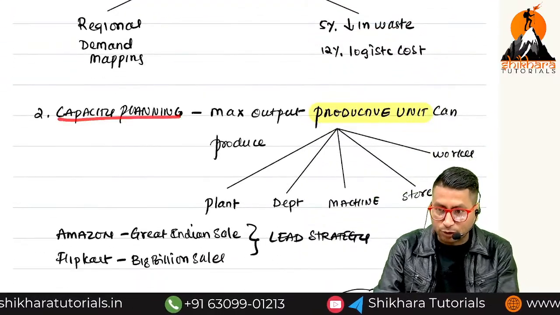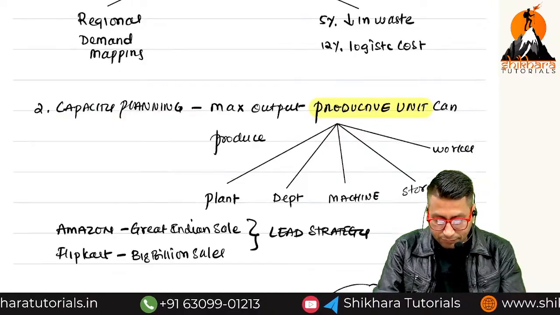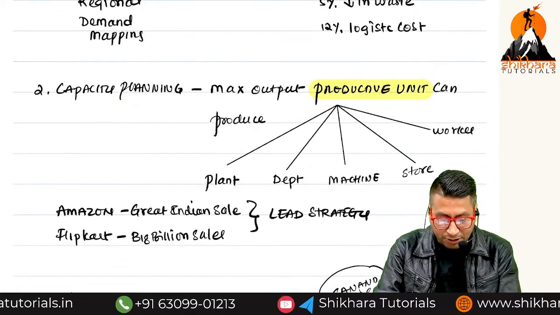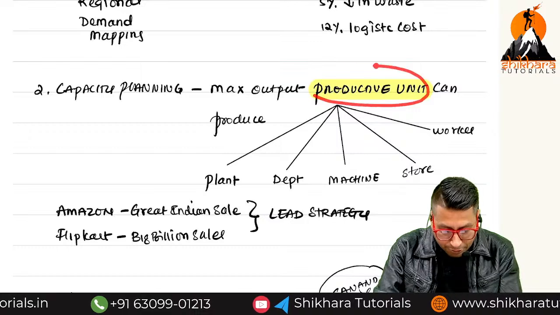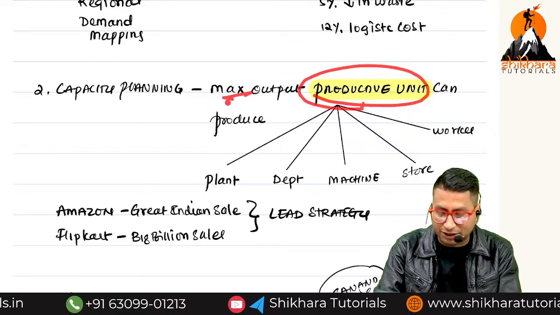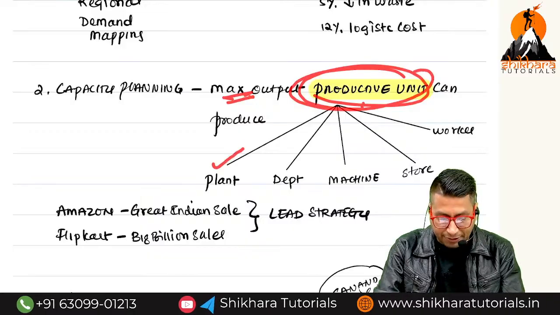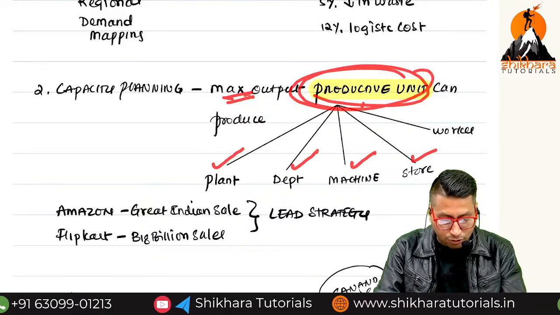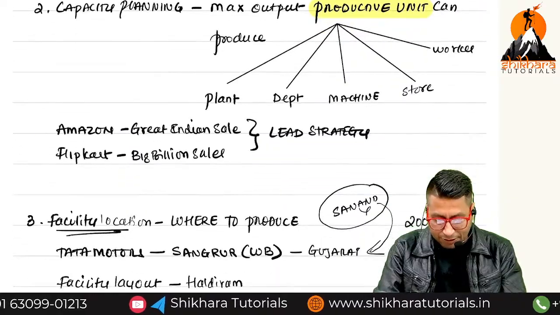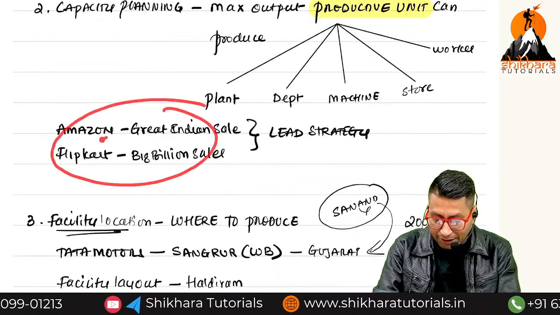Then concept number 2 was capacity planning. In capacity planning I told what? We have every productive unit, how much maximum output they can give. Now a productive unit can be a plant, department, machine, store, worker, it can be anything. Here we have taken example of Amazon and Flipkart.